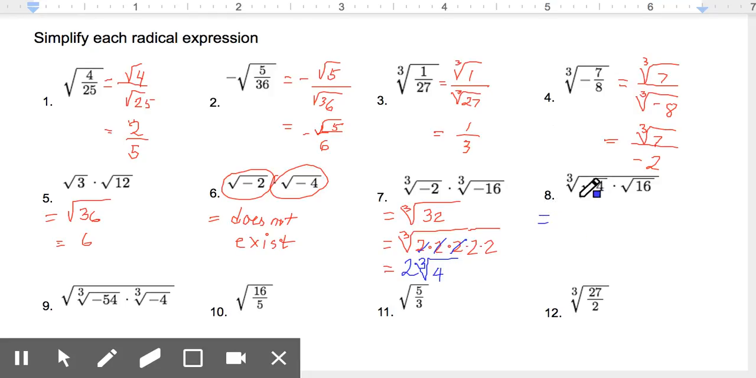Okay, in number 8, you have a cube root. Then inside the cube root, we have square root of 4 times square root of 16. So we'll simplify the expression inside the cube root first. Square root of 4 is 2 times, and the square root of 16 is 4. And then now we'll have cube root of 8. And the cube root of 8 is 2.